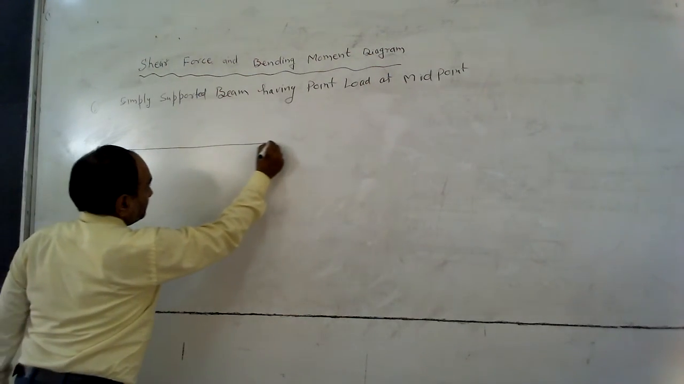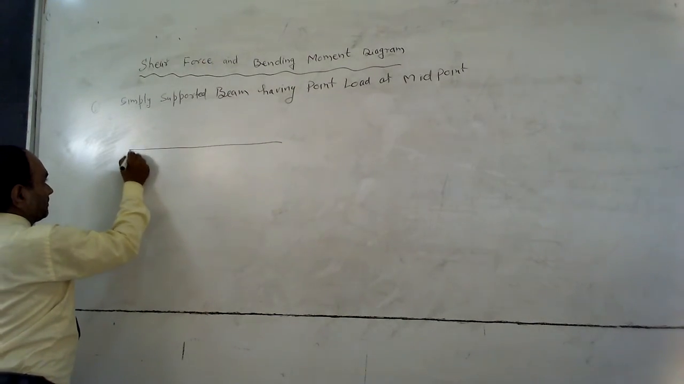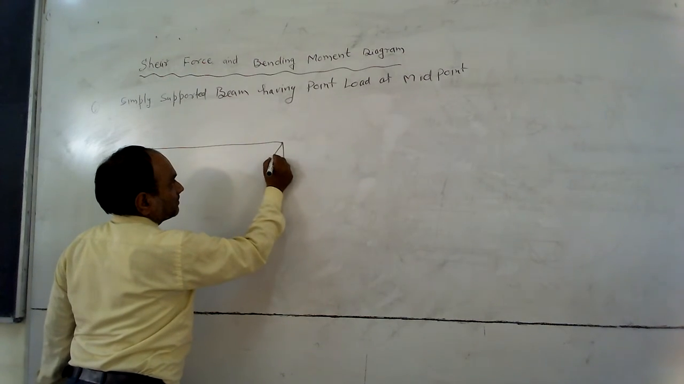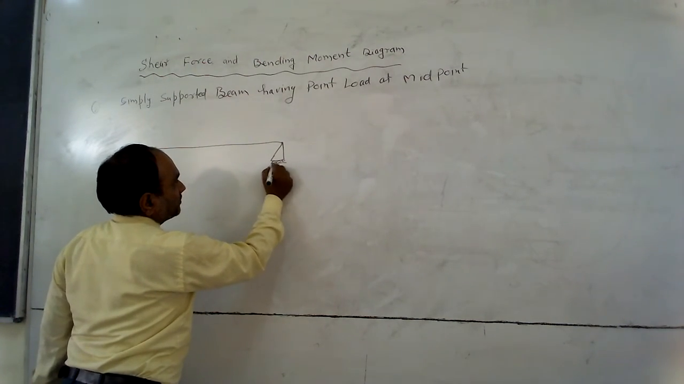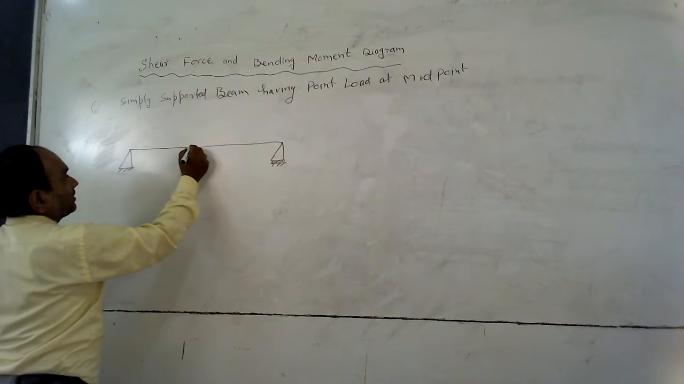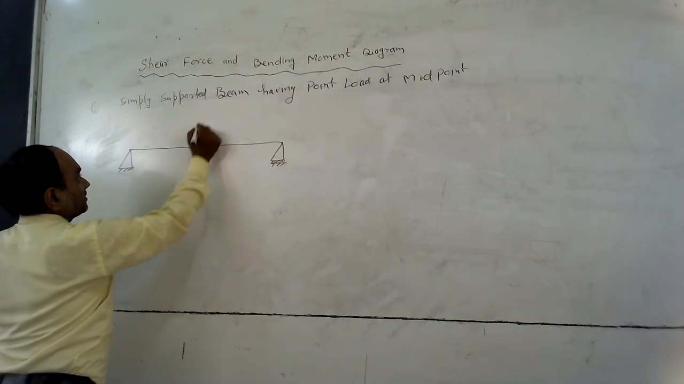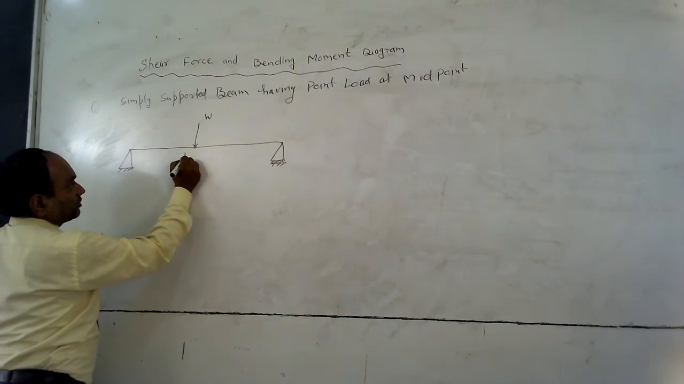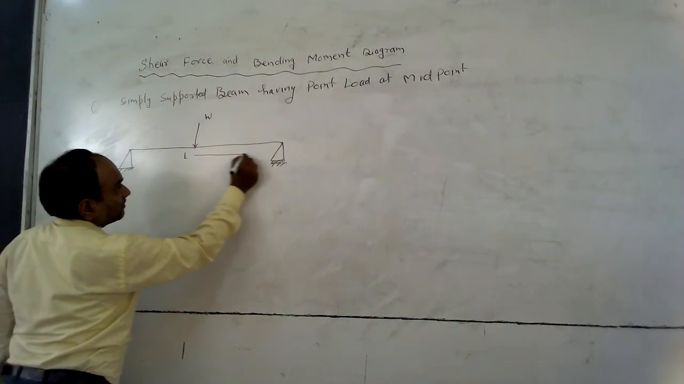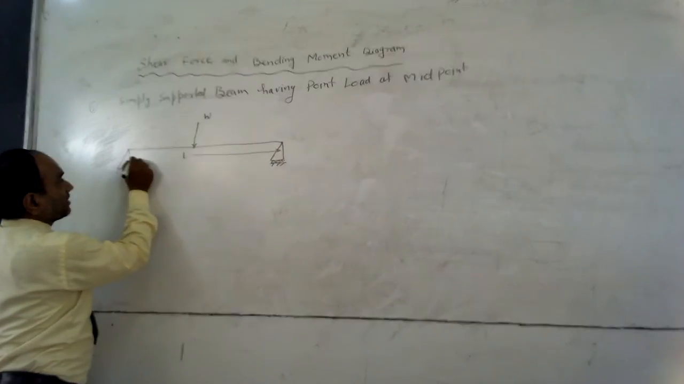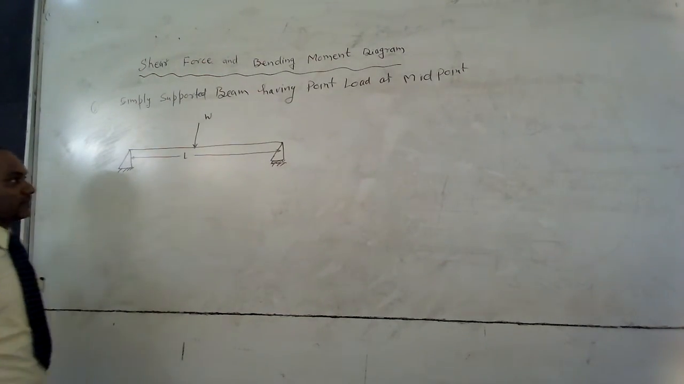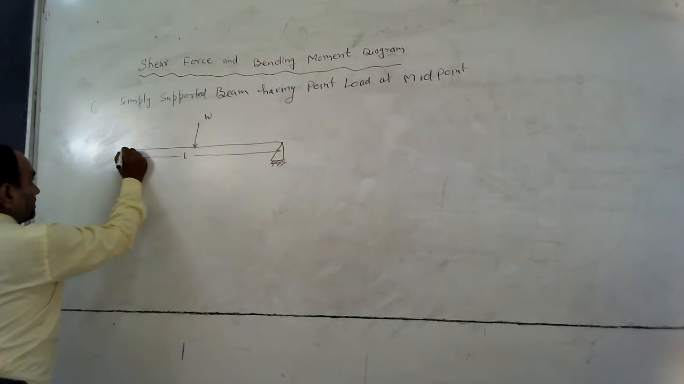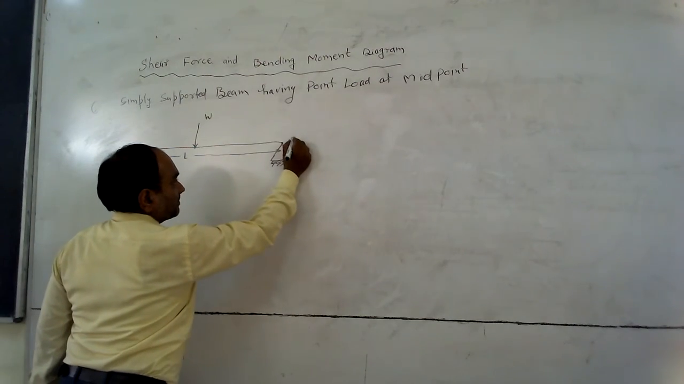This is a simply supported beam. It has a point load W at mid span. The length of this beam is L. Now this is point A, and this one is B.